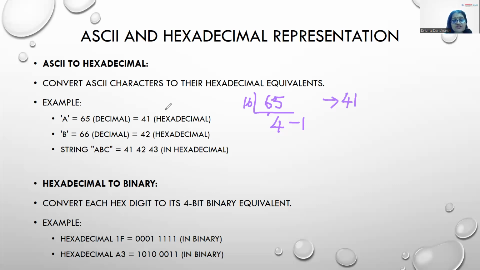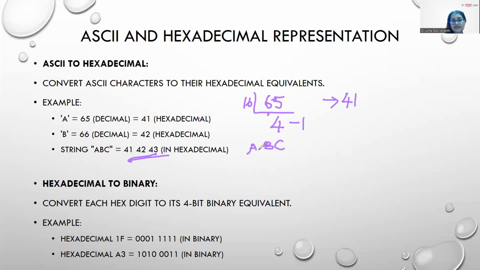Now suppose you get a string ABC. How is that represented in hexadecimal? A is 41, B is 42, C is 43 in hexadecimal. So if the question is like this, what is 41, 42, 43 in hexadecimal, convert that to ASCII. Then the answer will be 41 means A, 42 means B, 43 means C.